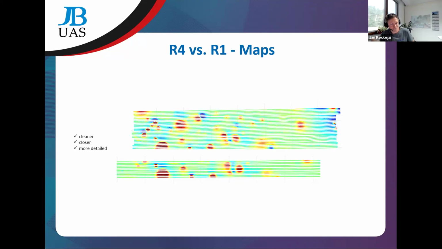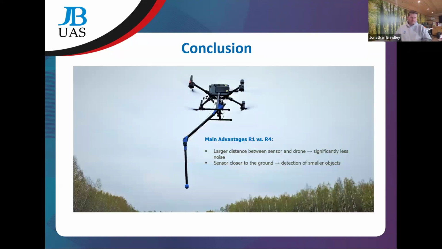Next slide, please. So to summarize the advantages, the larger distance between sensor and drone leads to significantly less noise, and that the sensor can be closer to the ground allows the detection of smaller objects because they don't have such a big anomaly. But I also want to say, of course, the R4 also has advantages over the R1, but that always depends on the task.